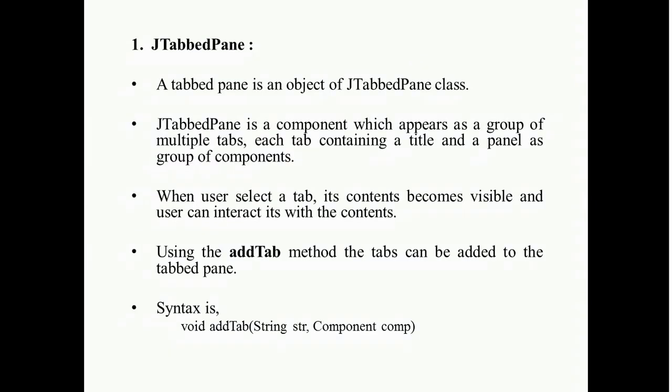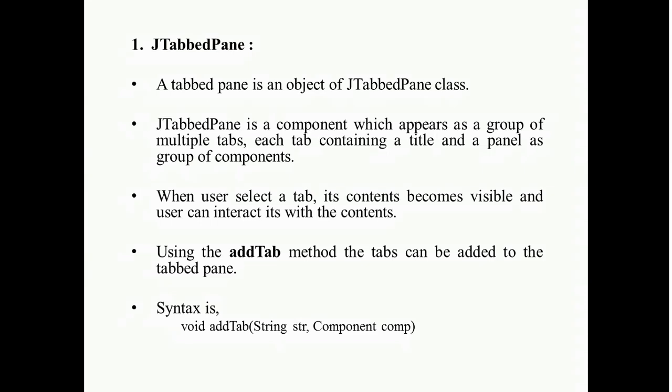A tabbed pane is an object of the JTabbedPane class. Sometimes a situation may arise when there are lots of components that cannot be accommodated into a single screen. So in that case, a tabbed pane is used to create tabs where each tab contains a group of related components. JTabbedPane is a component which appears as a group of multiple tabs, and each tab contains a title and a panel as a group of components.